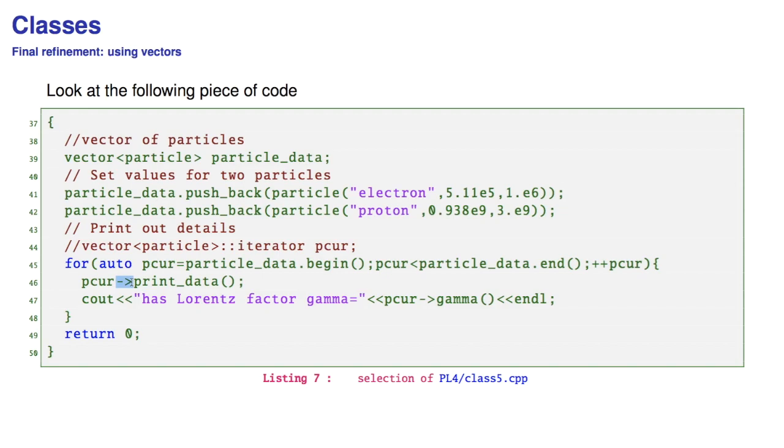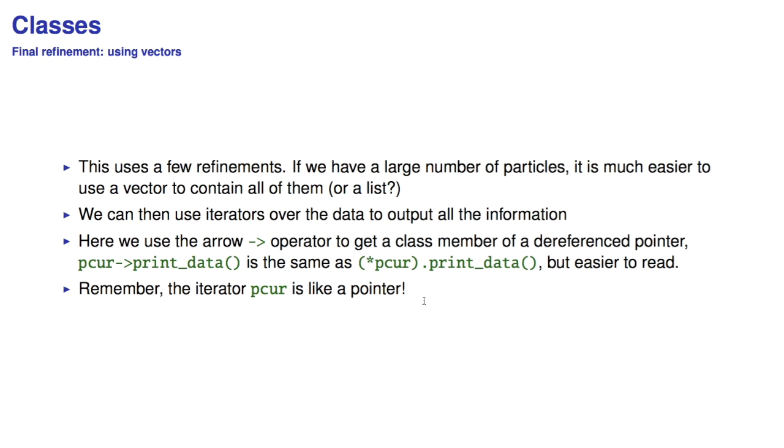Remember that an iterator is very similar to a pointer, and that helps us, and we can do the same thing over there. So this is a new notation just to make it slightly easier, because what it really means is the same as bracket star picker dot print data, and you can clearly see it's much easier to write an arrow than that. It's just remembering that an iterator is essentially a pointer.